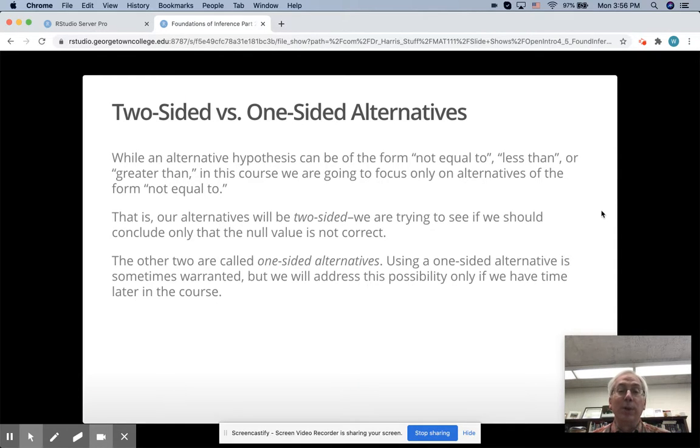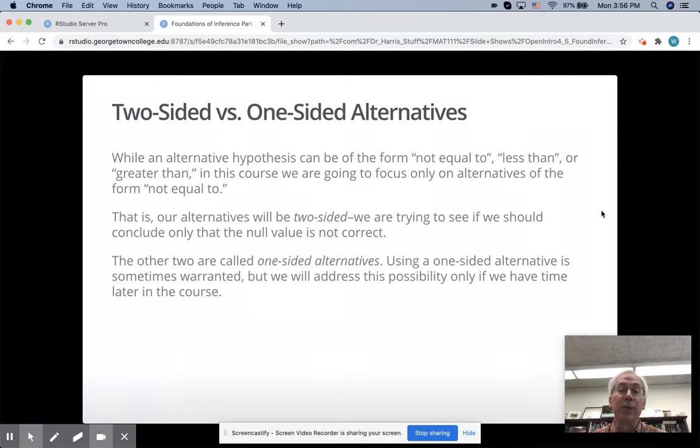Not equal to, less than, and greater than are all variants of inequality. But in this course, we're going to be looking only at cases where the alternative hypothesis is not equal to. If there's time at the end of the course, we may look at an example or two where we examine alternative hypotheses where we're asking, is it reasonable to believe that the parameter is actually higher than the value we're claiming or lower than the value we're claiming?